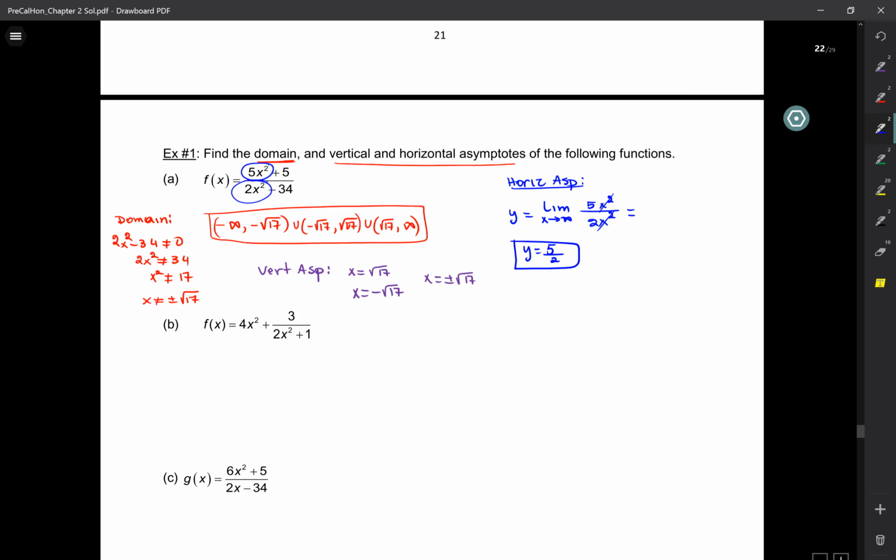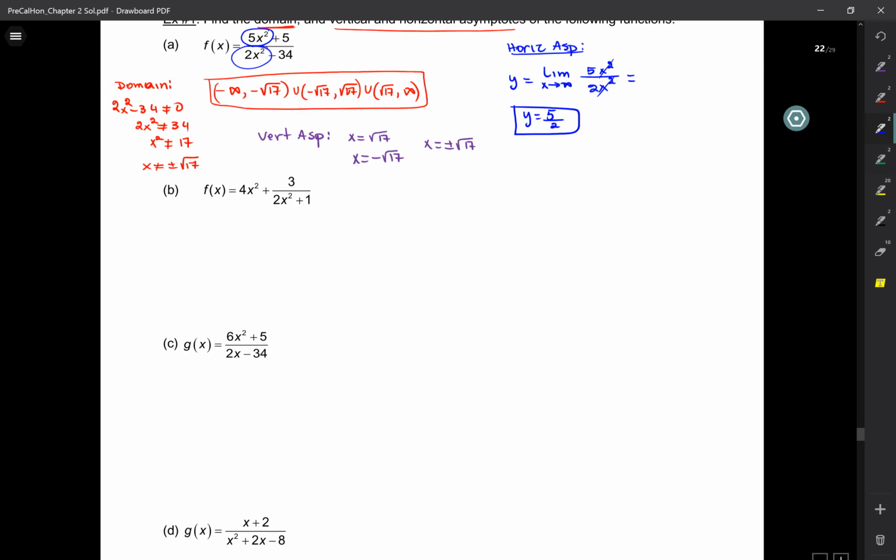And that's that. Let's take a look at this one. All right, so there's a small typo here. It's supposed to be that this entire thing is over 2x squared plus 1. Okay, let's take a look at the domain. So let me just rewrite this. It's 4x squared plus 3 over 2x squared plus 1.